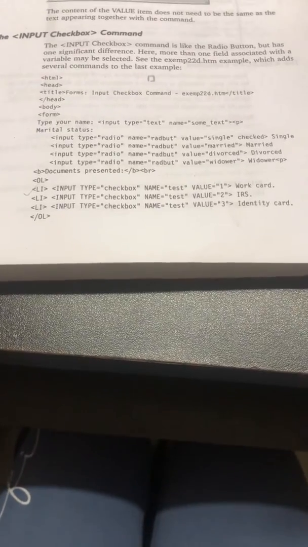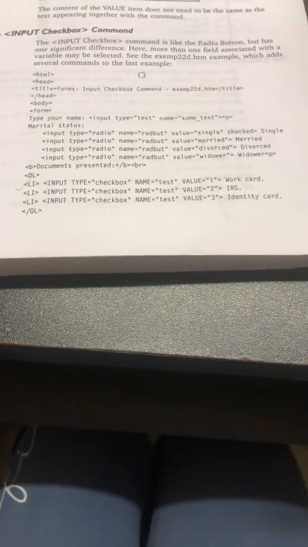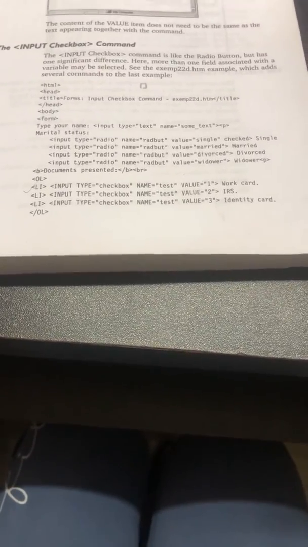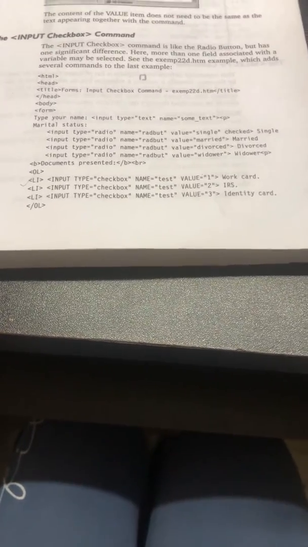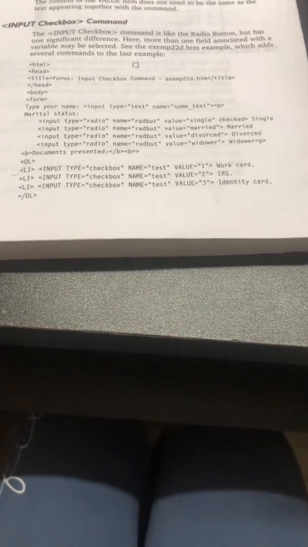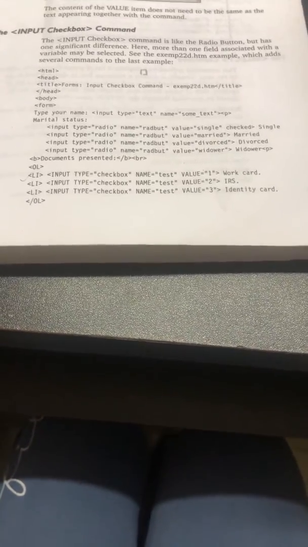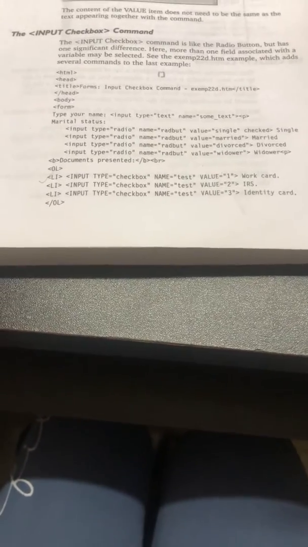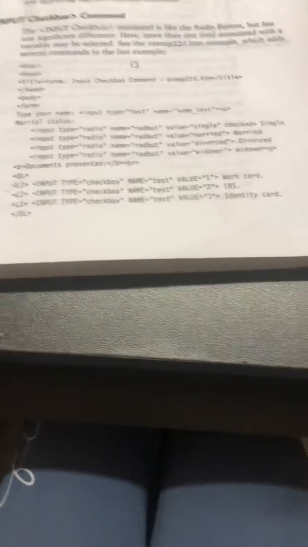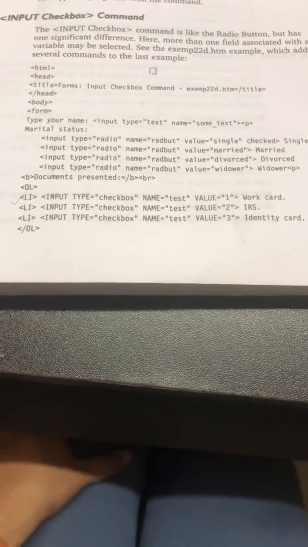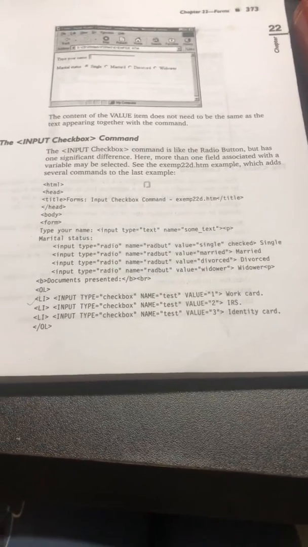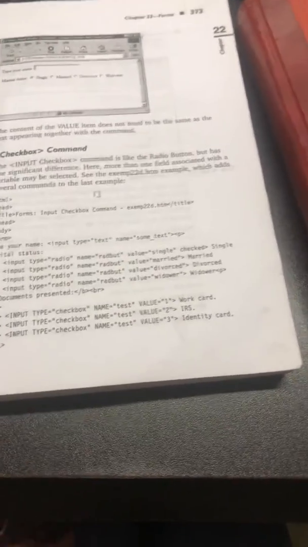So we have given 3 checkboxes, one for work card, second for IRS and third for identity card. You can see even though what appears after the checkbox is work card, its value is 1. For IRS, the value is 2. For identity card, the value is 3. So checkbox and radio buttons, the most significant difference is that more than one field associated with a variable can be selected.